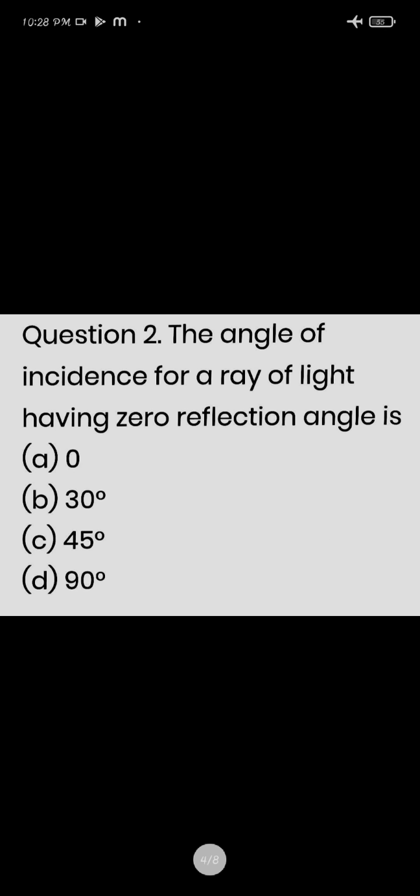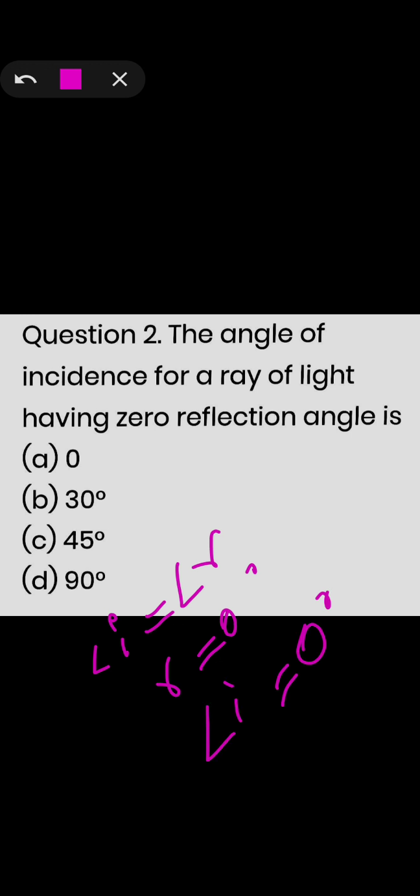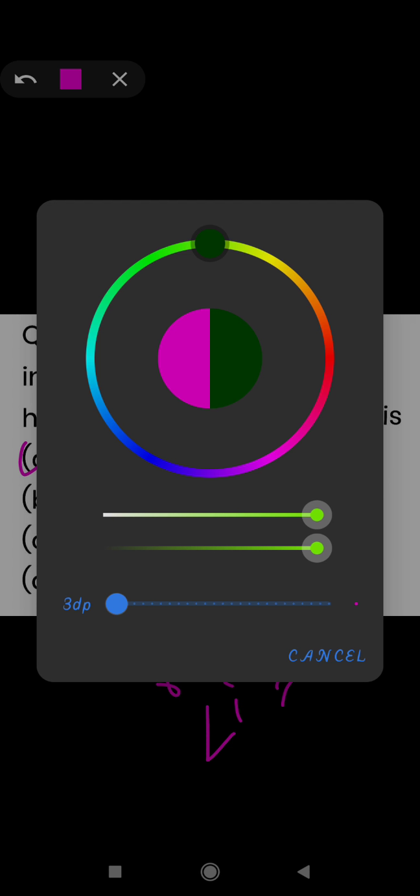After that, see this question: the angle of incidence for a ray of light having zero reflection angle is. So if the angle of reflection is 0, what will be the angle of incidence? We know that angle I will always be equal to angle R. Here it is given that angle R is 0 degrees, and it is asking, if R is 0, what will be the value of I? Then I should also be 0 degrees. Here it will be option A. Okay.